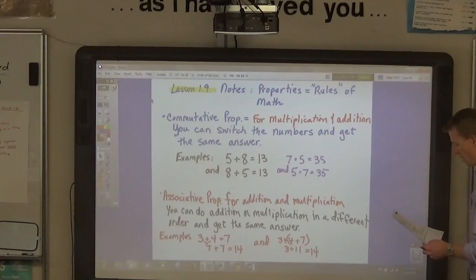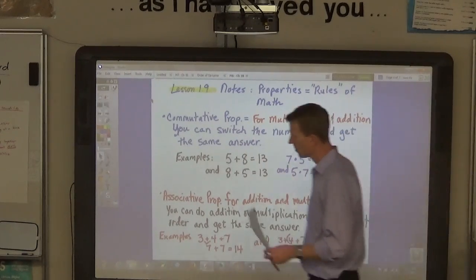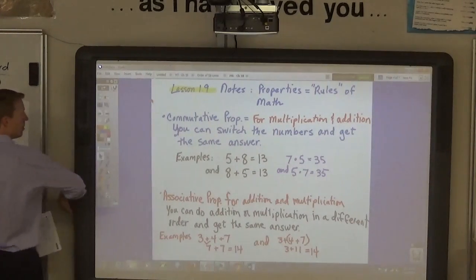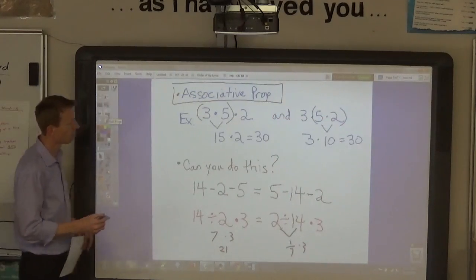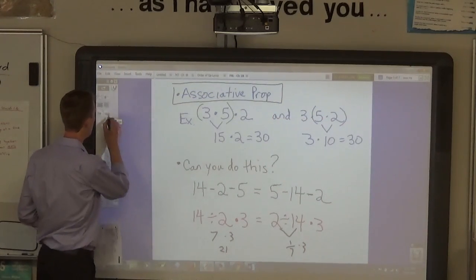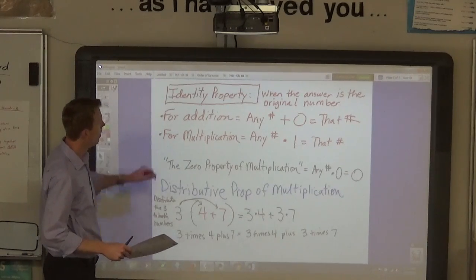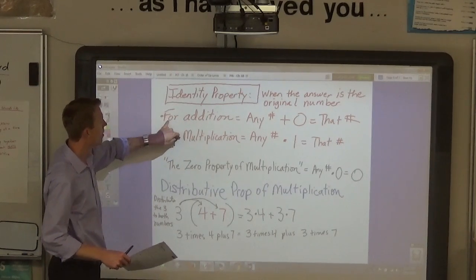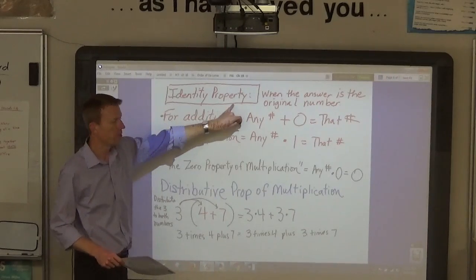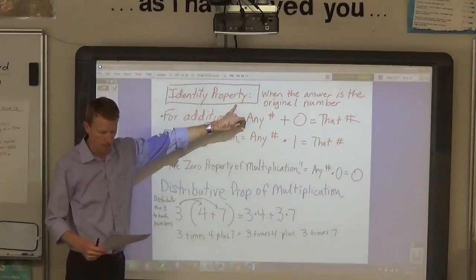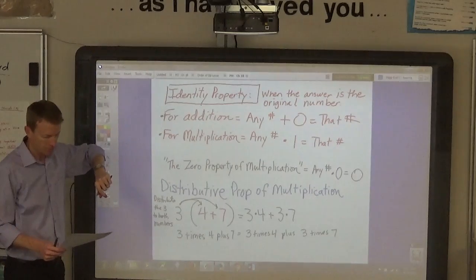Now, number 2. This is a property we haven't looked at yet. This is more on the associative property. Look at this one. Identity property. Identity property. Let's write this down.